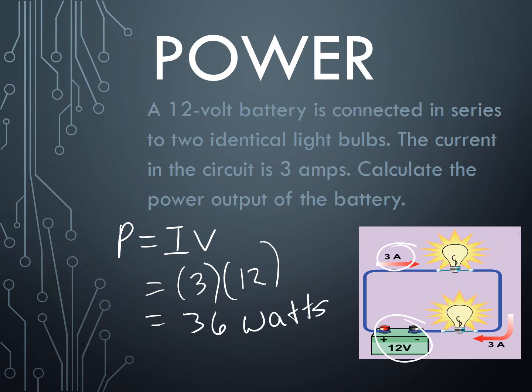Now, for example, if you want to convert that to kilowatts, I would just take 36 and divide it by 1,000. And that gives me 0.036 kilowatts.